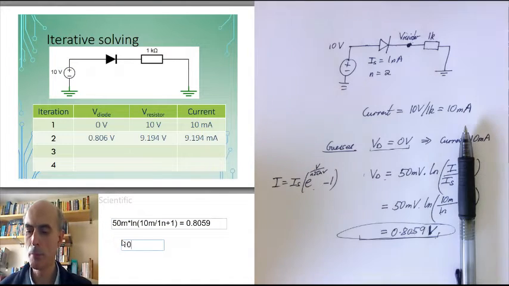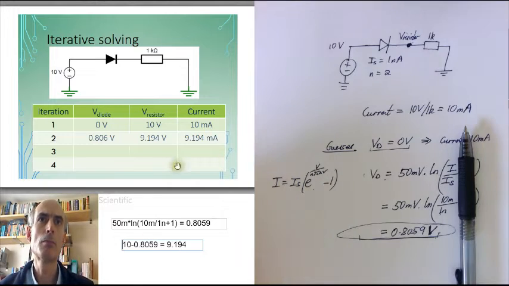9.194 volts. If the voltage across the resistor is 9.194, then I can calculate the current through the resistor just by Ohm's law, 9.194 milliamps, and that must be the current flowing through the diode as well.